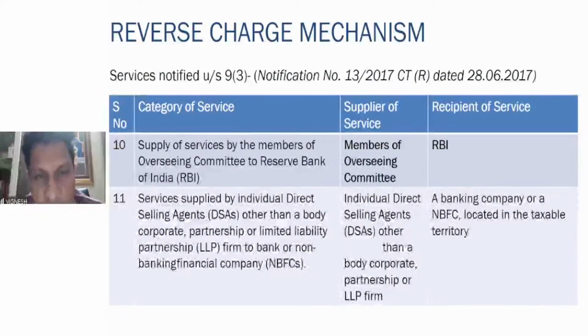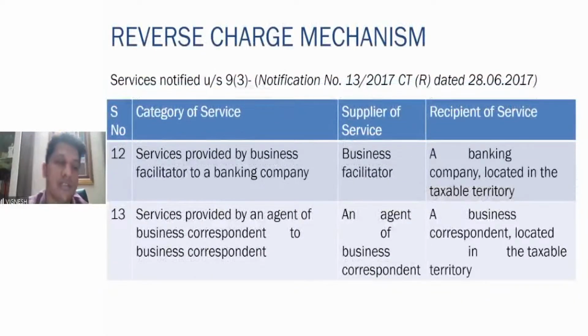Then members of the overseeing committee to RBI, an overseeing committee to check whether the bankers are following all the rules and regulations. They provide some services to the Reserve Bank of India, reverse charge mechanism, RBI will pay. Then the individual direct selling agent, DSA, is there, freelance persons who help in providing loans, etc. You get multiple calls during the day: sir, do you want any loan, or whatever. Such people are all individual direct selling agents. If they provide the service to any banking company, reverse charge mechanism applies on the commission they get; the banker will pay the GST on the reverse charge basis.